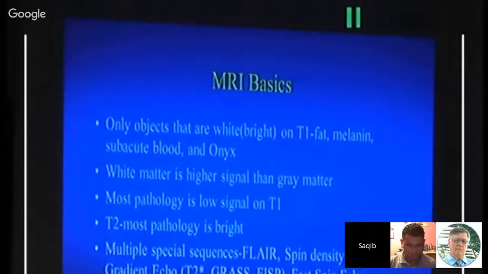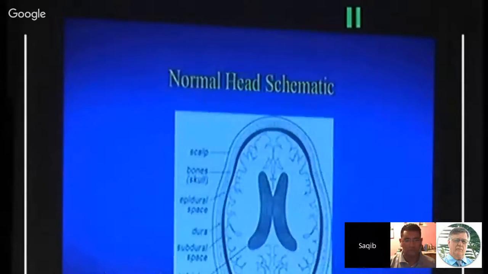Of course, you can give contrast with either CT or MRI to make it more sensitive and to give you more detail. And then I told you there are multiple sequences that have been developed that you'll just have to look up. But they each have their own special reason for existing and their own ability to diagnose certain disease processes. All right, so from a normal brain standpoint, this is just to get us used to looking at hematoma, some of which we'll look at very briefly.